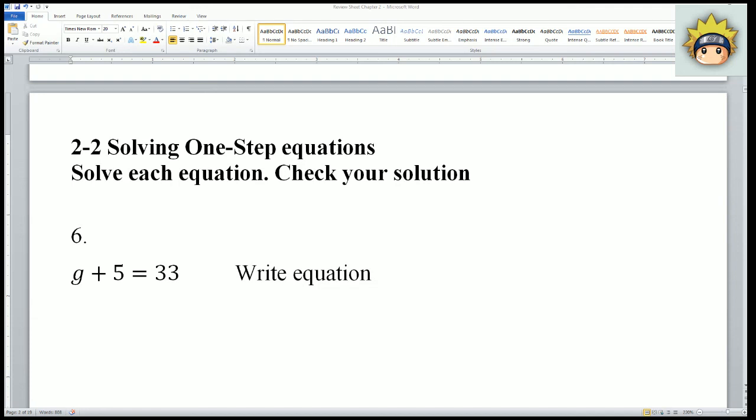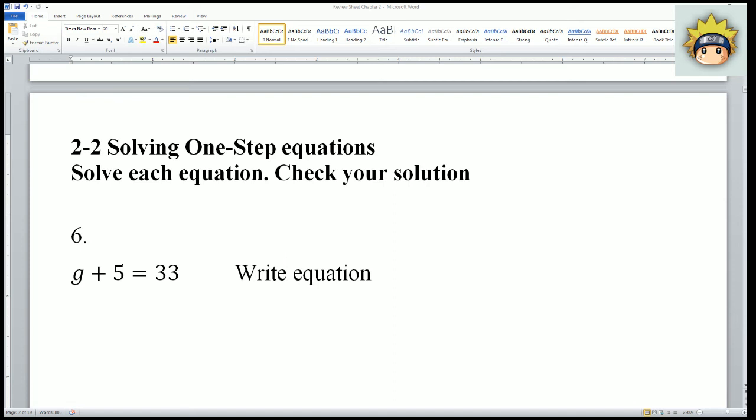This is 2-2, solving one-step equations. All these problems ask us to solve each equation, then to check your solution. For the purpose of this review, I'm just going to be showing you how to solve each equation. To check your solution, just plug the value back in and make sure that the left-hand side equals the right-hand side.